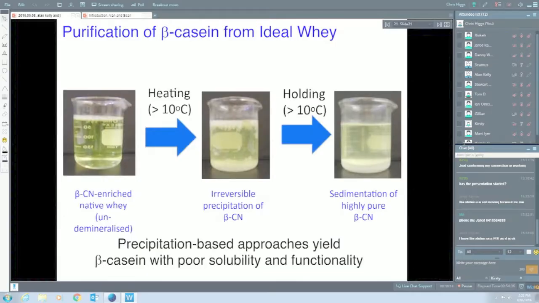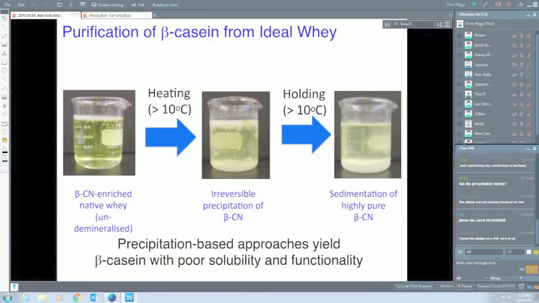So I've mentioned that this cold microfiltration permeate is an interesting material to start making infant nutrition products from. Clearly, one of the challenges with it is that it's quite high in minerals, so the mineral to protein ratio is quite high. So that needs to be brought down. The proteins need to be enriched in that stream.